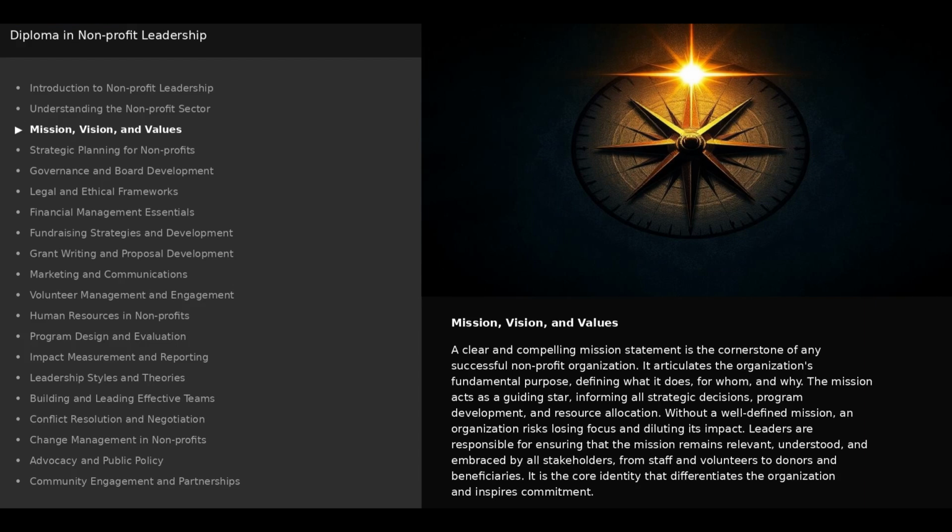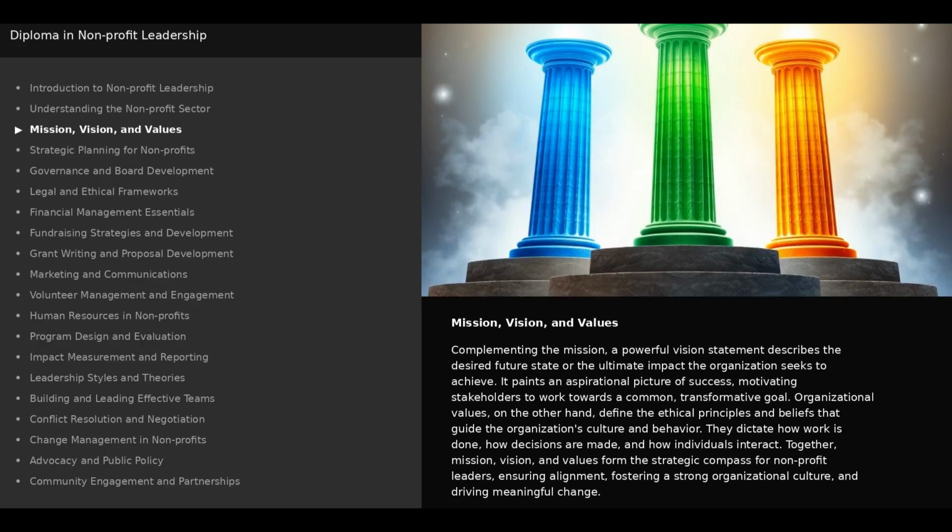Leaders are responsible for ensuring that the mission remains relevant, understood, and embraced by all stakeholders, from staff and volunteers to donors and beneficiaries. It is the core identity that differentiates the organization and inspires commitment. Complementing the mission, a powerful vision statement describes the desired future state or the ultimate impacts the organization seeks to achieve. It paints an aspirational picture of success, motivating stakeholders to work towards a common, transformative goal.